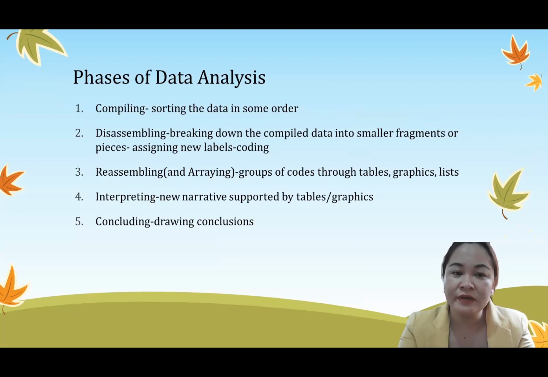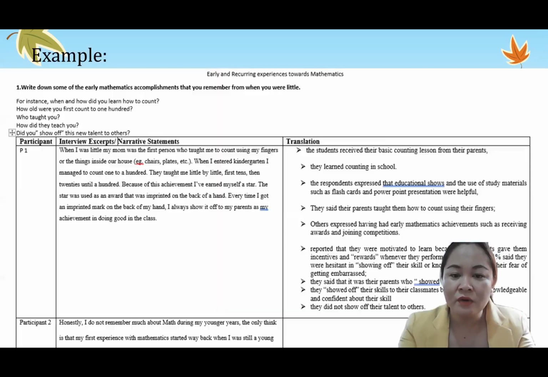Analysis. So we have here compiling, disassembling, reassembling, or interpreting and concluding. So we can compile, sorting the data in some order. Then after that, you can disassemble, breaking down the compiled data into smaller fragments, or assigning new labels or coding. So I'll give you an actual study, an actual example here. This is my study on the early and recurring experiences toward general mathematics. So I will share it with you.